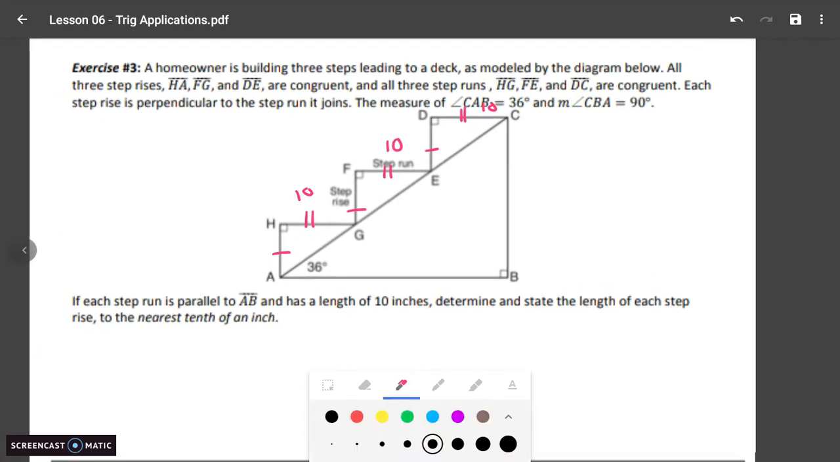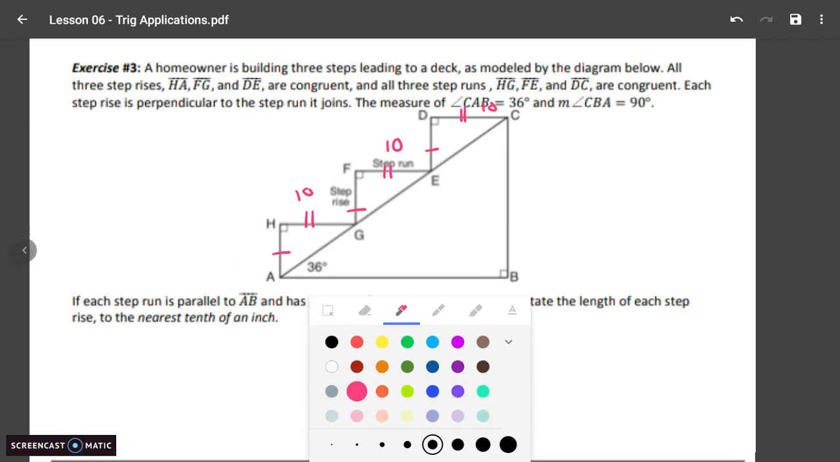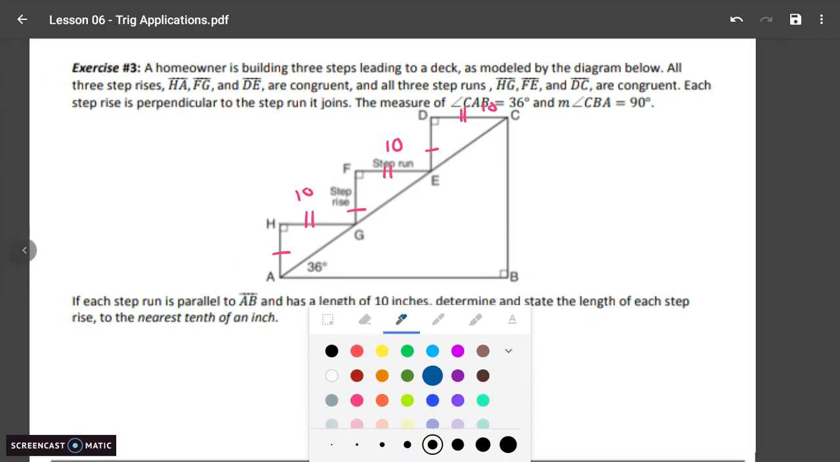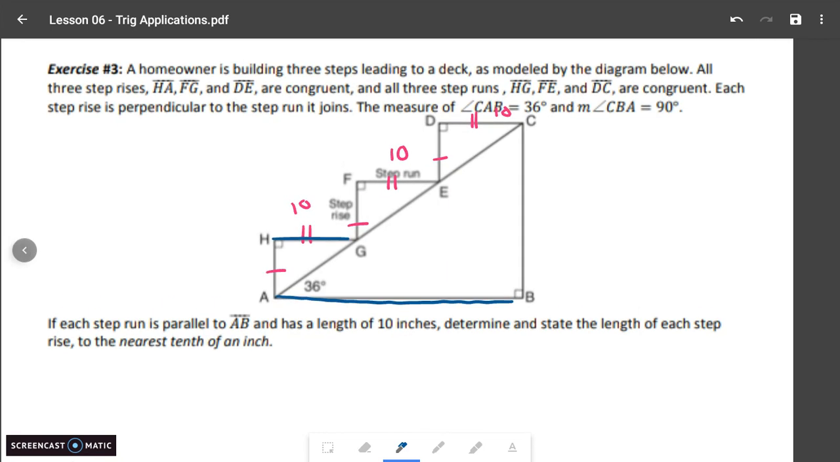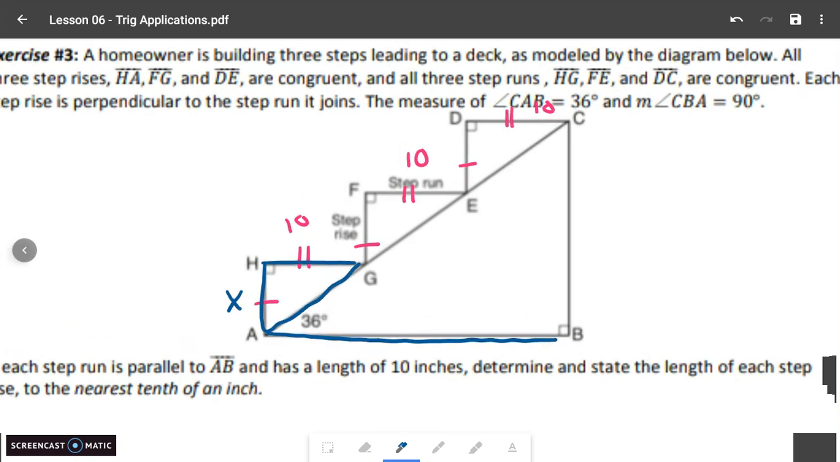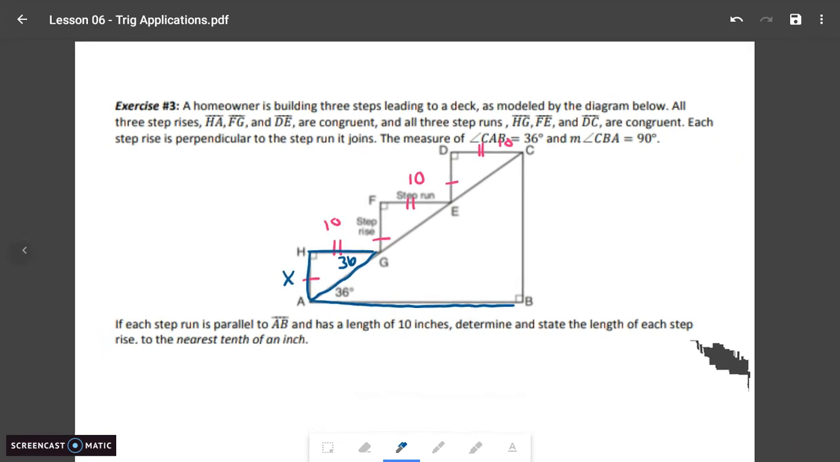And we know that all 3 are parallel to this piece here. So I'm going to take one of these right triangles just to find the individual step rise. I'm looking for X here, but notice that Z shape that's formed. Think back to what we know about parallel lines. Parallel lines form congruent alternate interior angles, so I can have the angle 36 here and here.